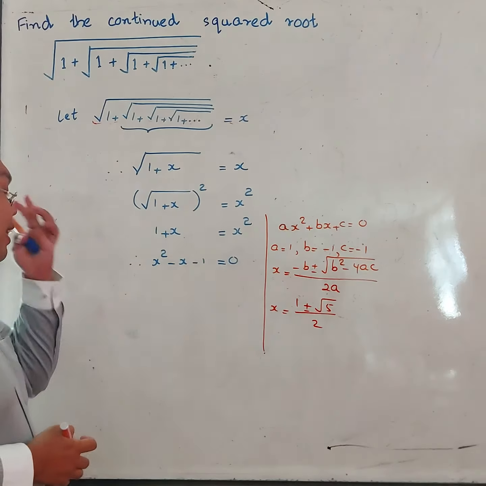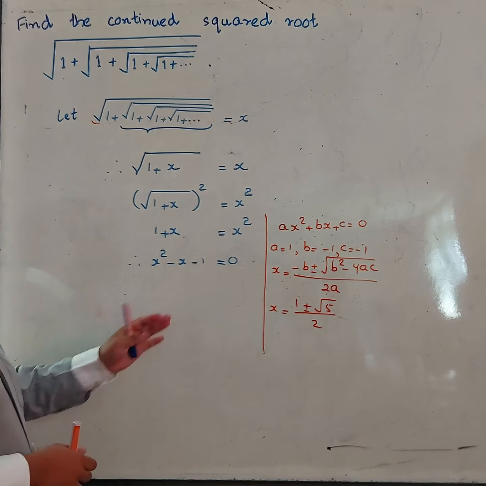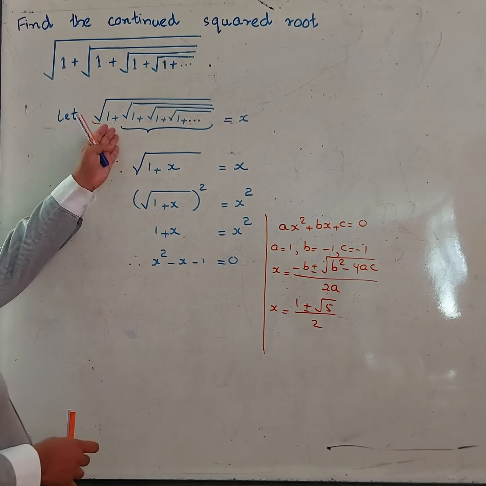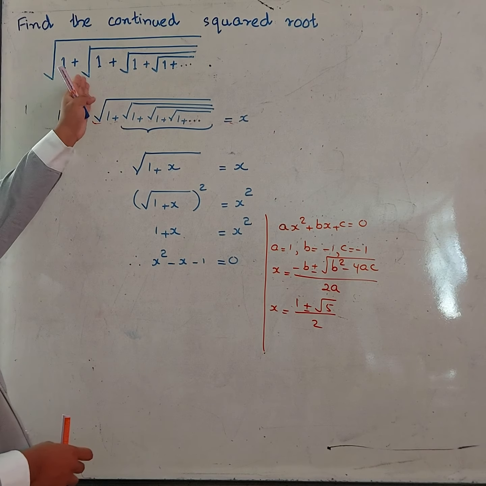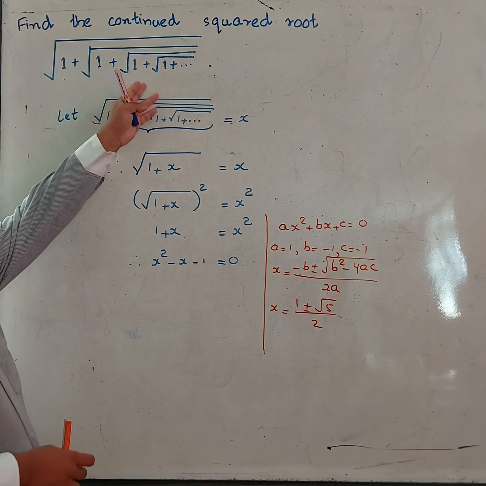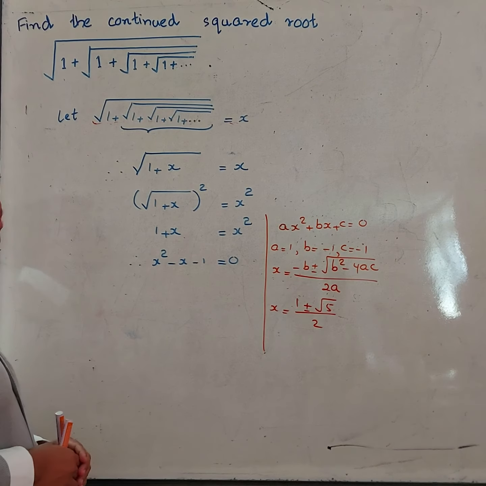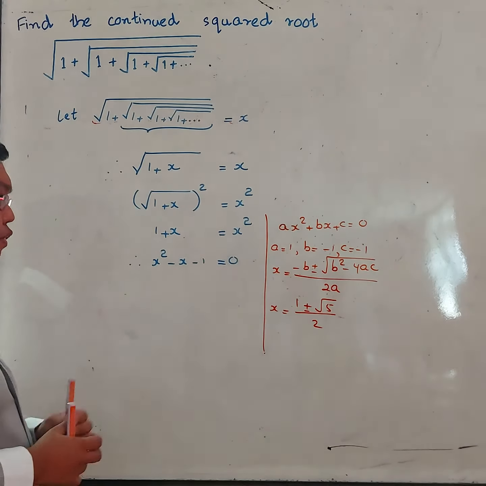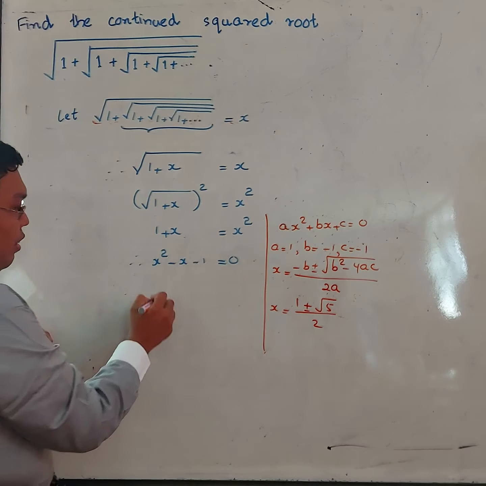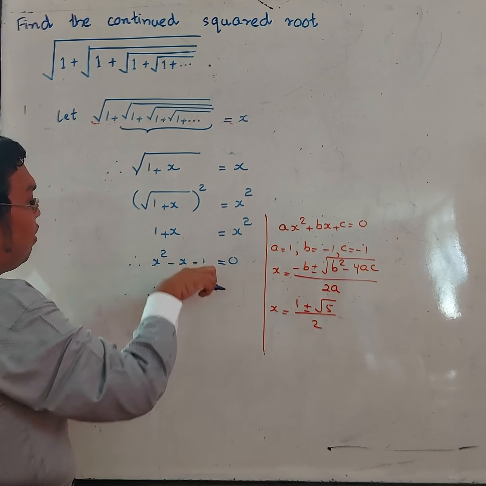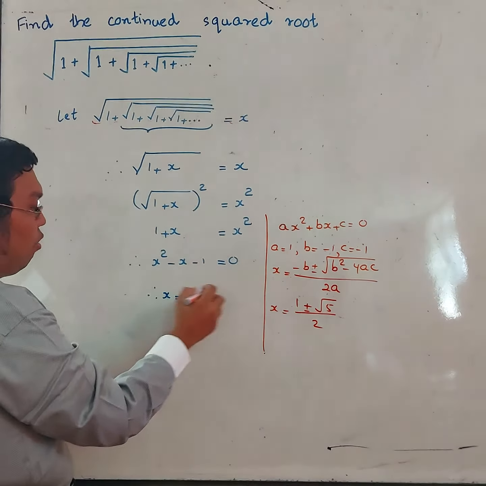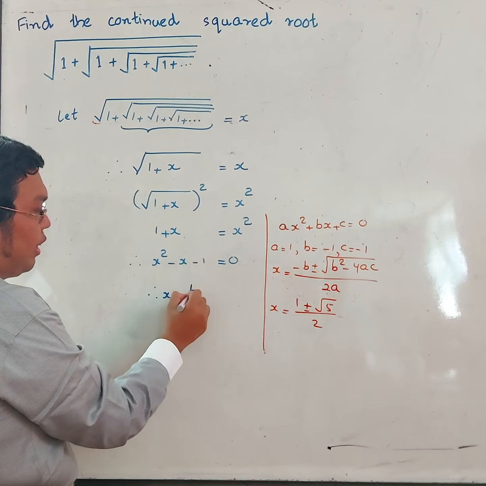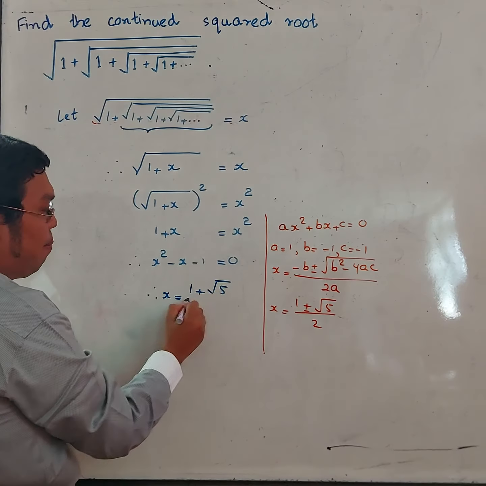But in this case, we need to consider only the principal root, or the positive root, as 1 plus square root of 1 plus square root of 1 plus square root of 1 plus goes on to infinity. And so we can only get the positive root. So the value of x for the quadratic equation is only the principal root, or the positive root, 1 plus root 5 by 2.